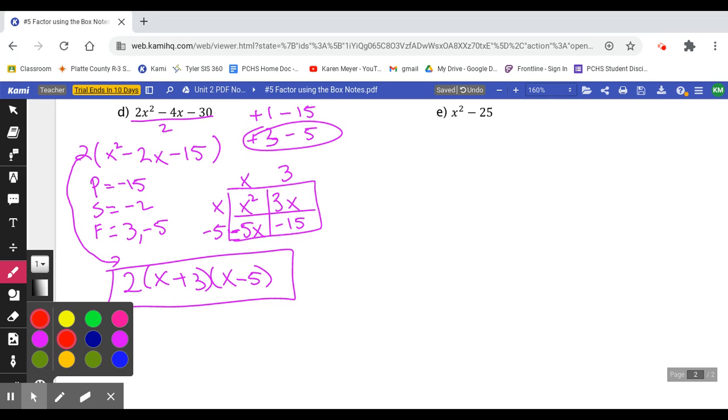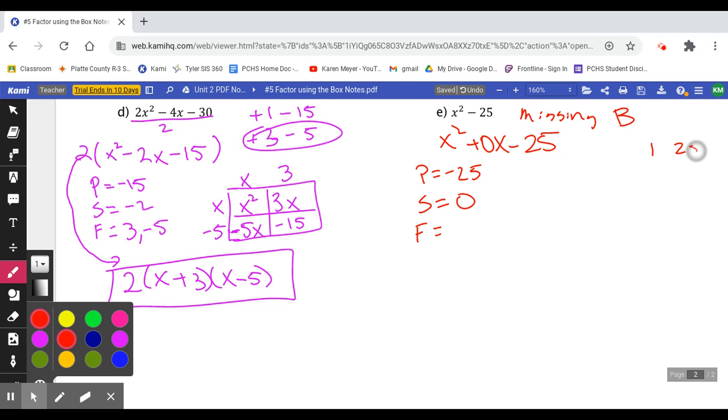Okay, E. E, you're going to notice, only has 2 terms, which means it's missing 1. So what is it missing? It is missing the B. So you're going to think of it as x squared plus 0x minus 25. So does it have a GCF? No. So my product is negative 25. My sum is 0. So what multiplies for negative 25 that adds for 0?